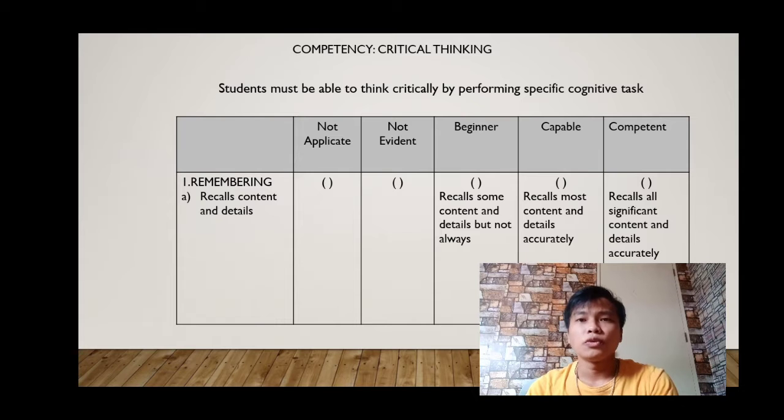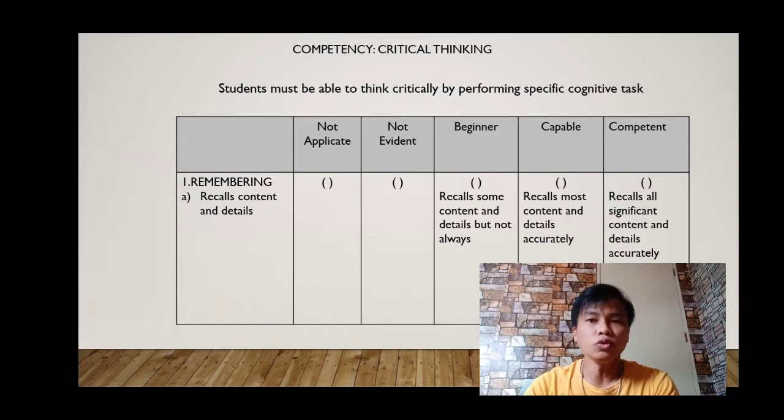So we have 5 categories which we will use to level the performance of the students, which are not applicable, not evident, beginner, capable, and competent. So start with cognitive task number 1, which is remembering. So a student recalls content and details.